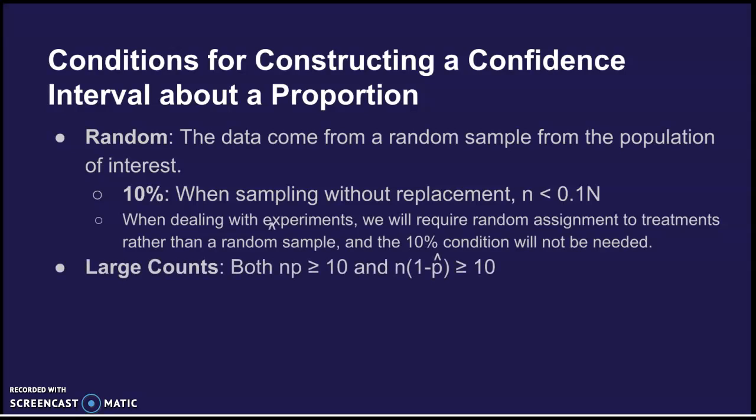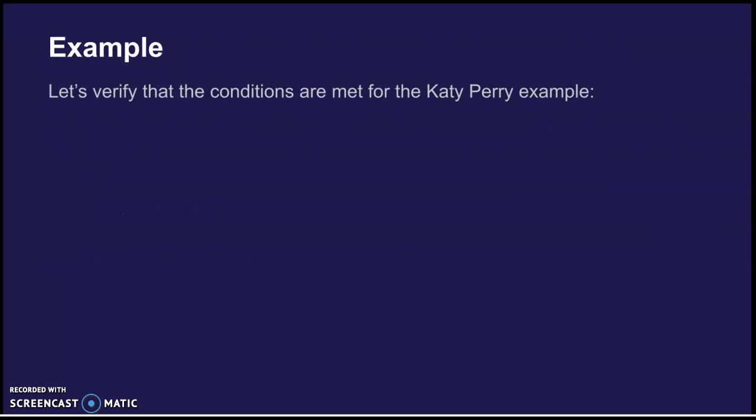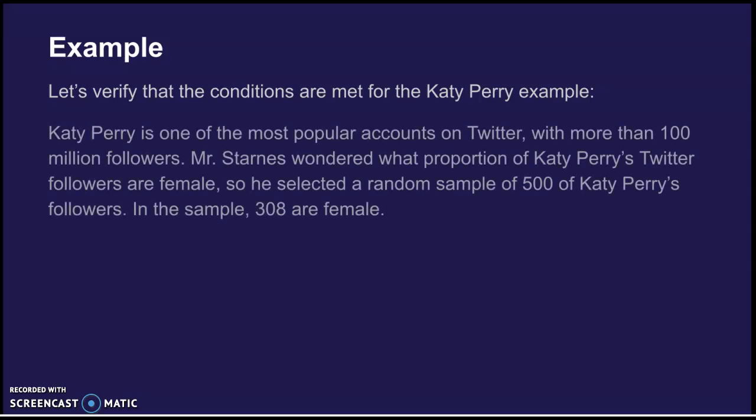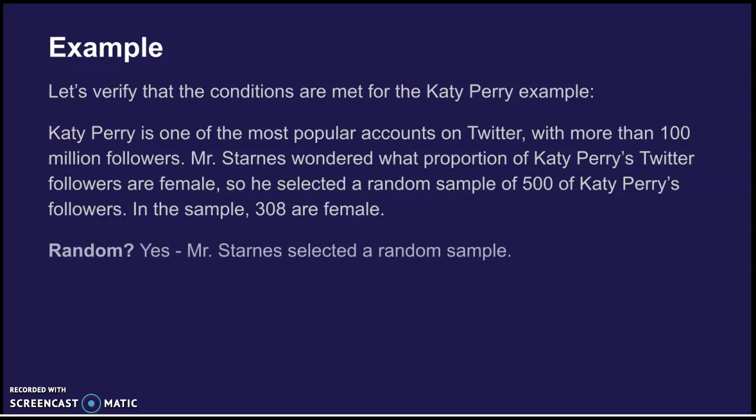Large counts: both n p hat and n times 1 minus p hat have to be greater than or equal to 10. Those should both be p hats. All right, so here's an example to check the conditions. Let's verify the conditions are met for that Katy Perry example. Here's what the problem stated. All right, randomness. Well, yes, it says that Mr. Starnes selected a random sample.